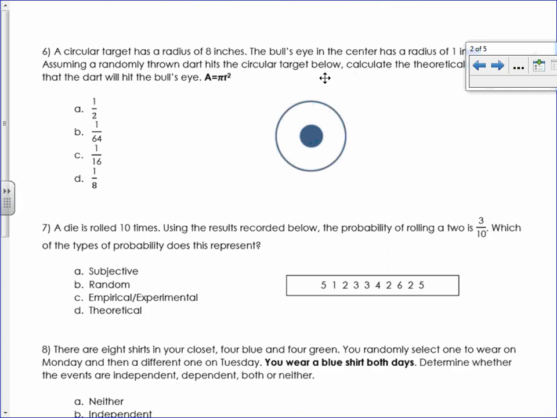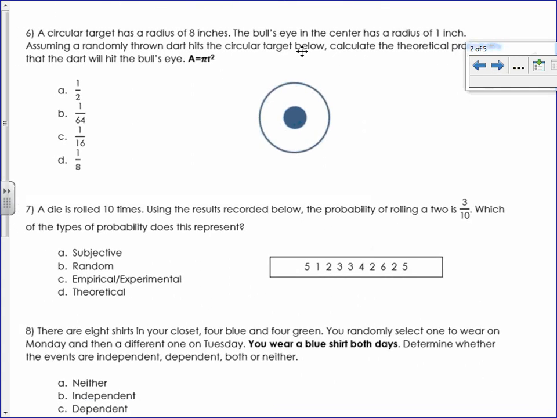This is the practice test, and this is very representative. Some of these exact questions were on the review. A circular target has a radius of 8 inches. The bullseye in the center has a radius of 1 inch. Assuming a randomly thrown dart hits the circular target below, calculate the theoretical probability that the dart will hit the bullseye.